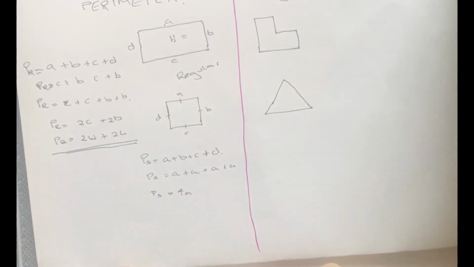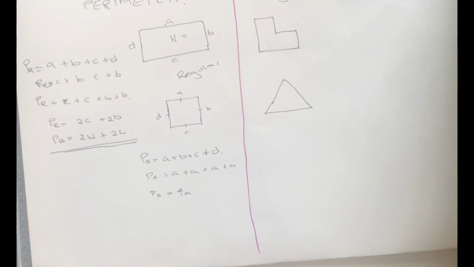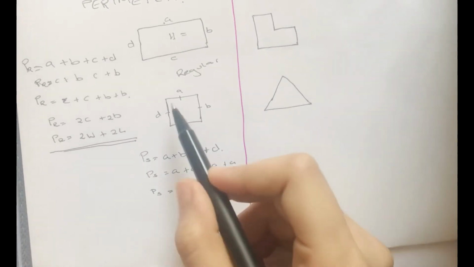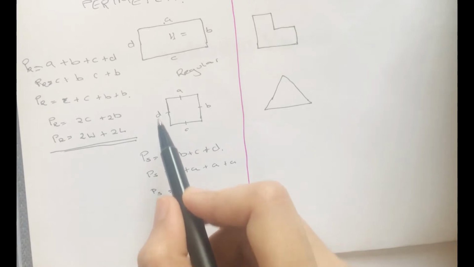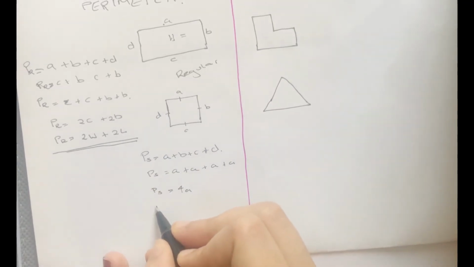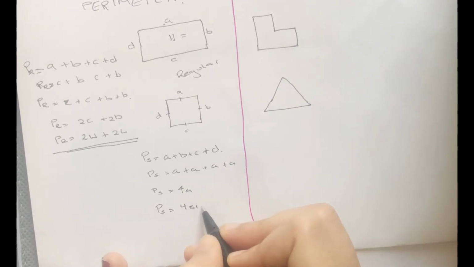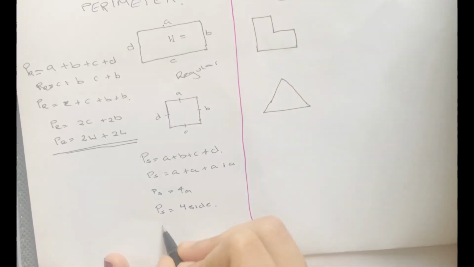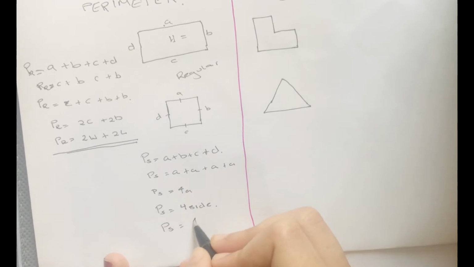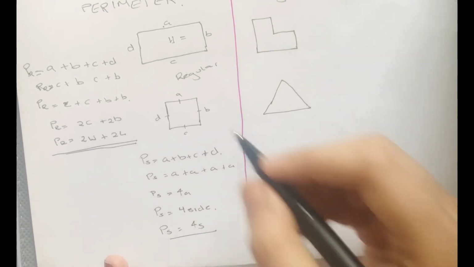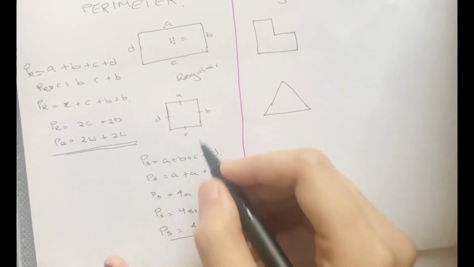So 4a, okay? Now that you have 4a, let's give it a better name. Because it's a square, you can say side. This is a side, this is a side, this is a side, this is a side. So perimeter of a square is equal to 4 times side. Or you can just say perimeter of a square is equal to 4s. What is s? s is each and every side.